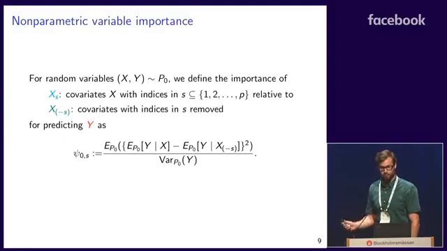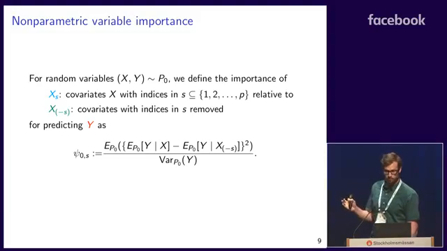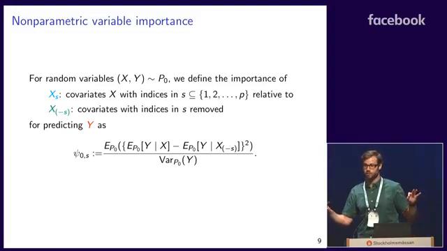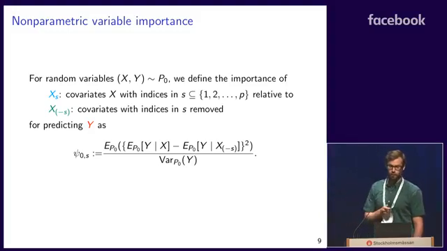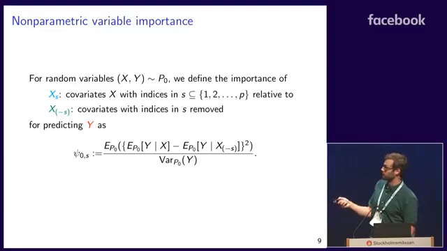To make this formal, let's consider random variables X, which are our features. We have p features, and Y is our outcome, distributed according to the true data generating mechanism P0. We're going to make no assumptions on what P0 is. It's allowed to be whatever it wants, but this is the truth that defines our random variables. We're interested in importance for X sub s, where s is any subset of the p features that we've measured. The remaining features we're going to denote X minus s.